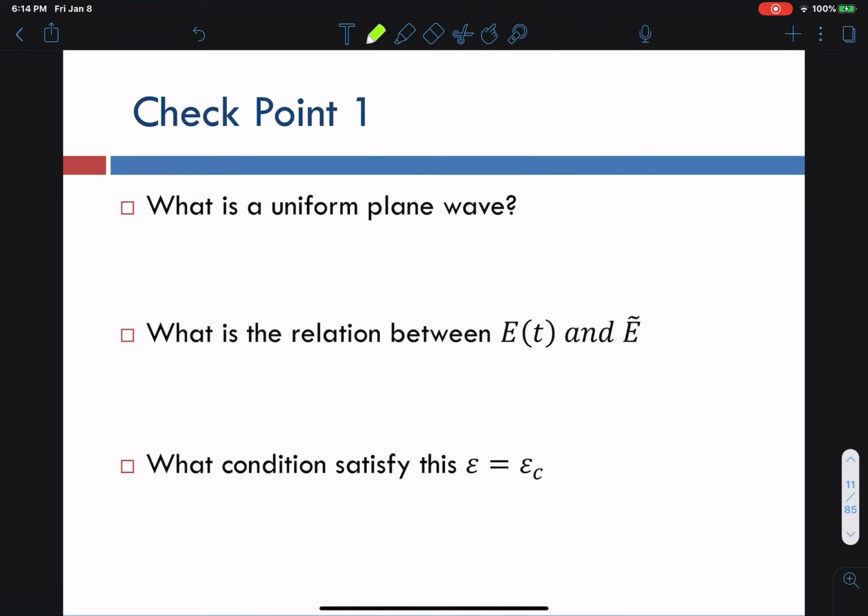So second point over here, I want you to think about things. What is a uniform plane wave? Think about that. We talked about it, and also what is the relation between these two here, time domain and phasor domain? How do you go back and forth? And what is the condition to satisfy this? We just talked about that, right? So that's all for lecture 1. We're going to stop here and we're going to get to lecture 2 in the next video.